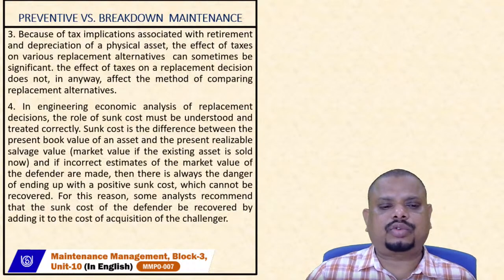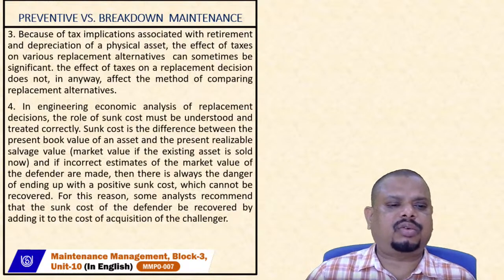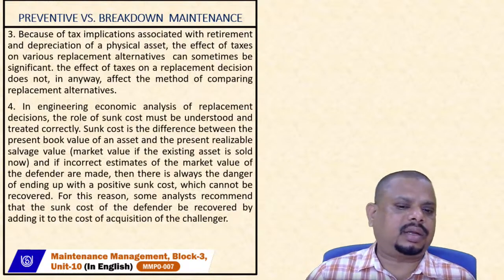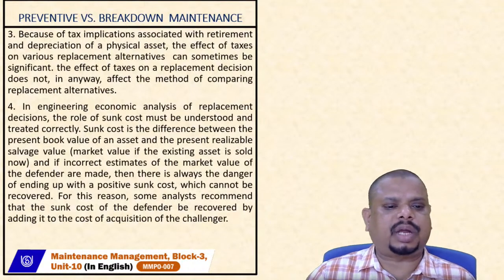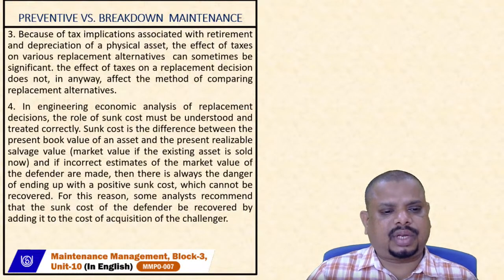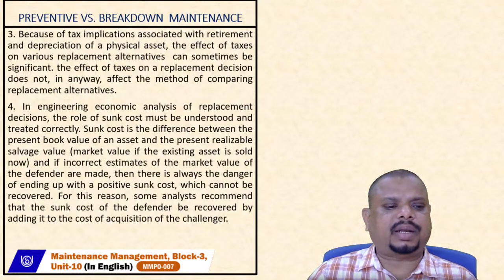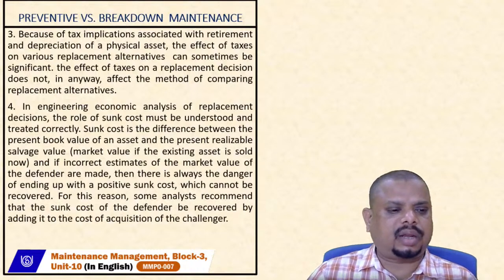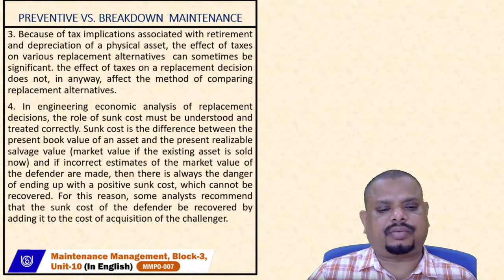So here, if you go to the fundamental definition of sunk cost, it is the difference between the present book value of the asset and the present realizable salvage value. That means the market value if the existing asset is sold now. So if an incorrect estimate of the market value of the defender is made, there is always the danger of ending up with a positive sunk cost, which cannot be recovered. And for this reason, some analysts recommend that the sunk cost of the defender can be recovered by adding it to the cost of acquisition of the challenger.